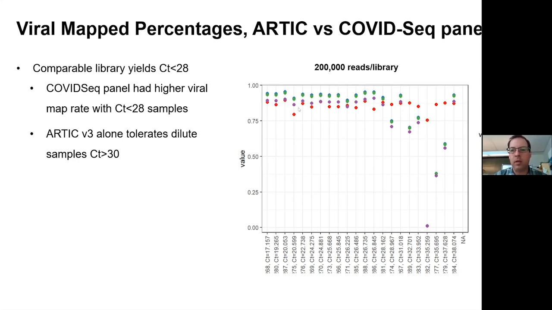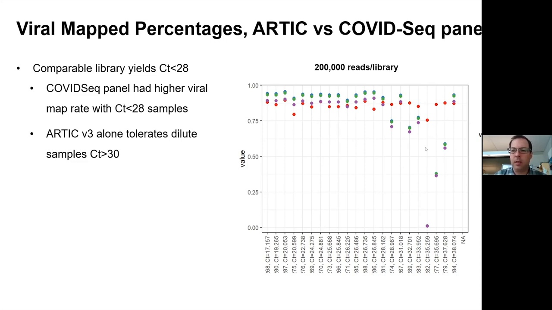And then the red dots here are the Arctic v3 panel alone. So this is the viral panel with no human amplicons. That also seemed to have a consistent percentage of viral sequences in each library, until you went to more dilute samples beyond CT of 30. And the COVID-seq panel seemed to just not map as much to the viral genome.